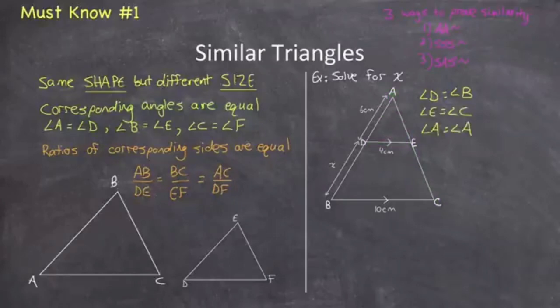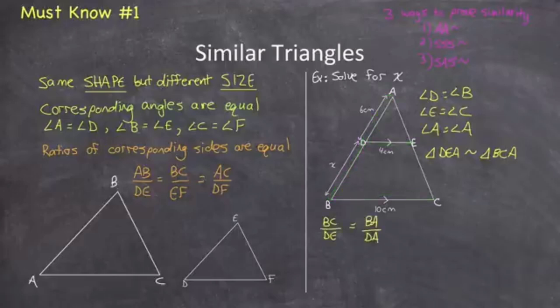So based on all 3 pairs of angles being equal, I know the triangles are the same shape, so I could say that triangle DEA is similar to triangle BCA. And because I know that they're similar, I know that the ratios of corresponding sides have to be equal to each other. So I know that the length of BC divided by the length of DE is going to be equal to the length of BA divided by the length of DA.